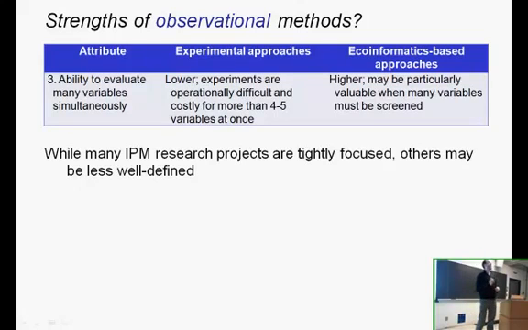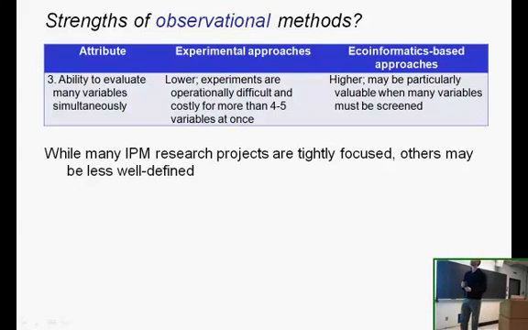Okay, how about the third strength of observational approaches? This has to do with how many variables we can cope with at once. I think it's true that with most experiments we're running, we're able to manipulate and treat just a small handful of variables at a time. Once you get even to 4 or 5 variables, it's going to be very, very difficult. But ecoinformatics-based approaches can potentially be useful for screening a vast number of different variables. And this can be especially important when we have IPM research projects that are not tightly focused, but rather are much more in an exploratory phase. And we'll actually see an example of this in just a couple of minutes.